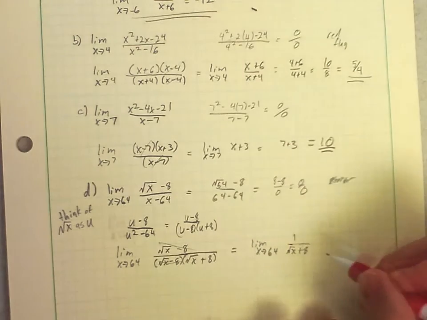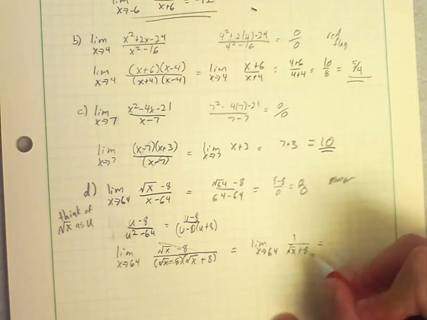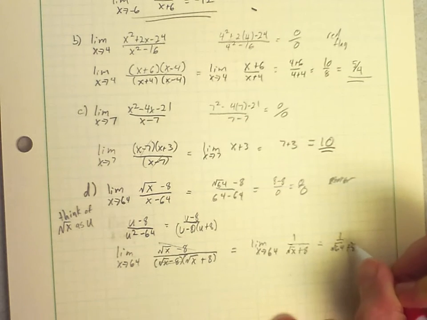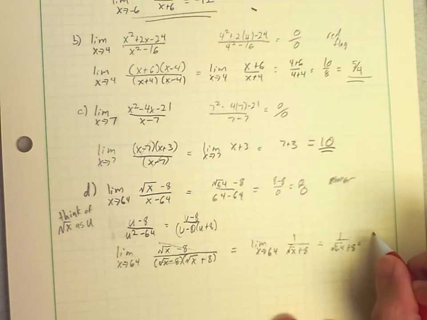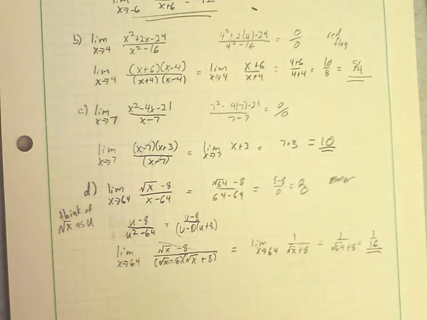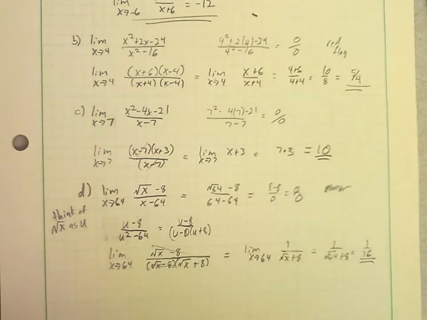Now I can plug it in: 1 over the square root of 64 plus 8, and so that is 1 over 16. And that's how we can use the law to our advantage to simplify things if we know how to use the expression.